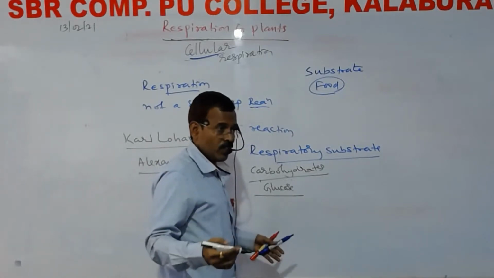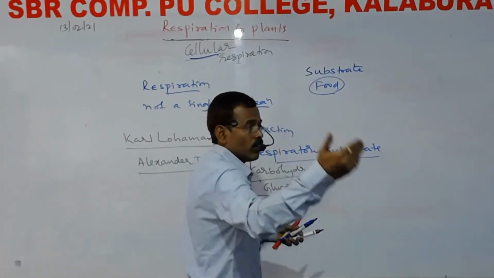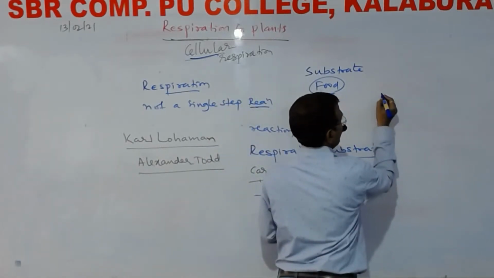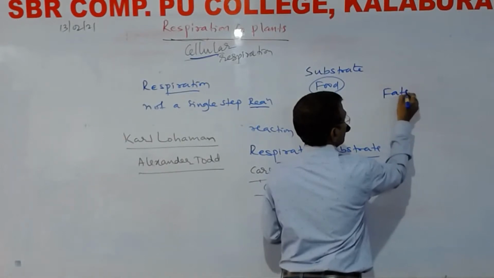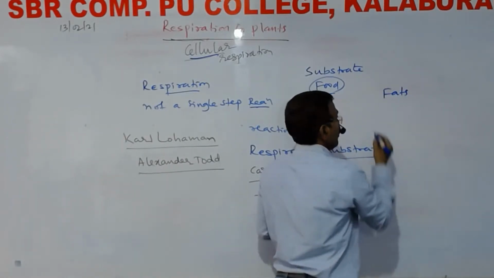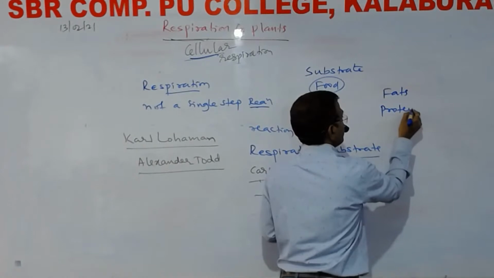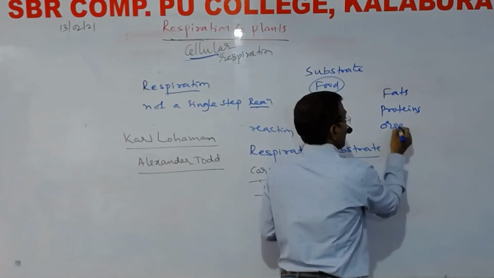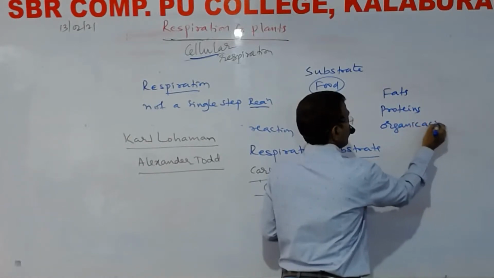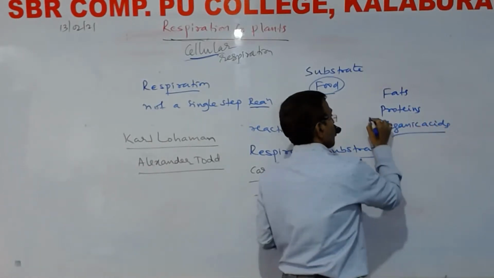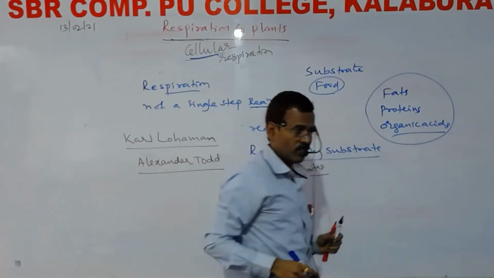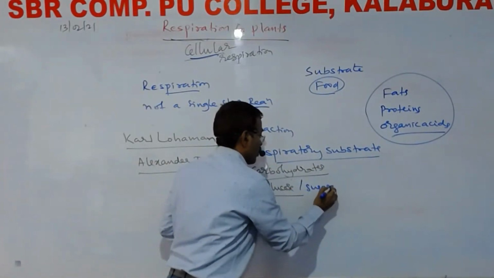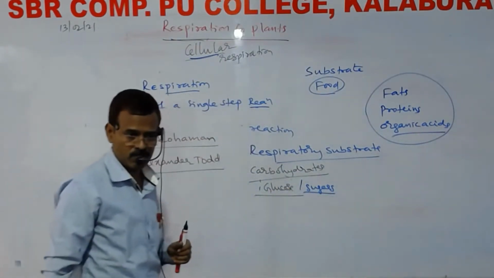Okay. Suppose carbohydrates are not available. In such a case, under certain conditions, other organic substrates can be used. These organic substrates can be fats or lipids, then proteins, and even organic acids can also be used. But these are not commonly used respiratory substrates. Carbohydrates, glucose, or sugars are the commonly used respiratory substrate.